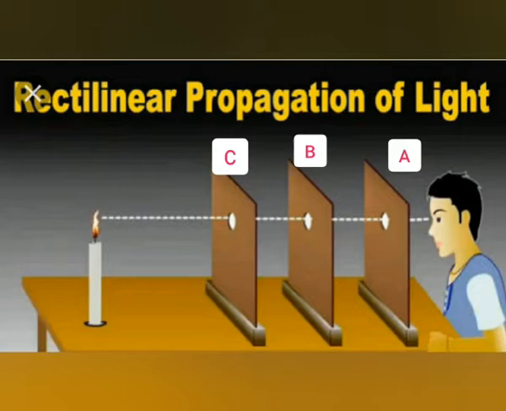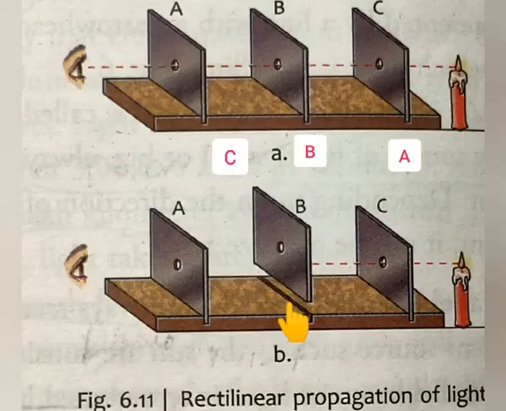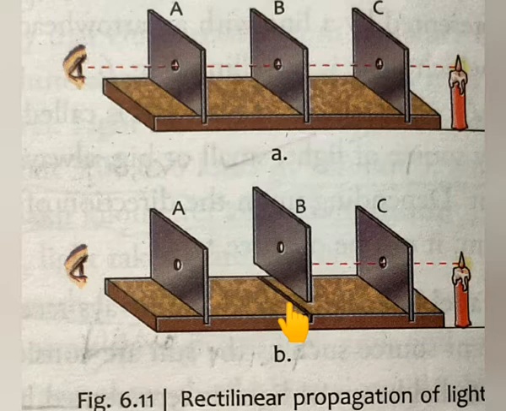Now place a lighted candle behind C and look from point A. Is the light source visible? Yes. Now displace cardboard B. Look through the hole in the cardboard A again. Can you see the candle flame now? No. Why? Because when cardboard B is displaced, the 3 holes are no longer in a straight line. This proves that light rays travel in a straight line.